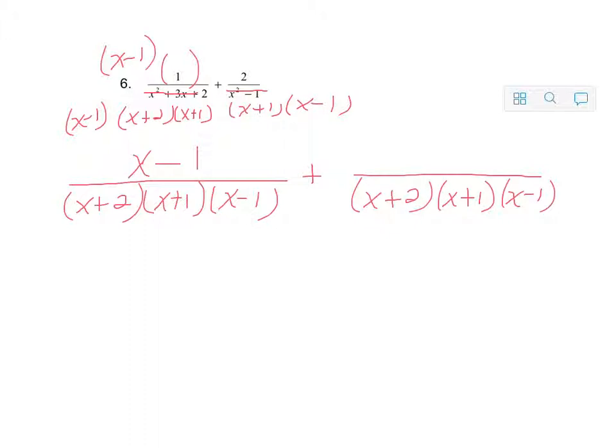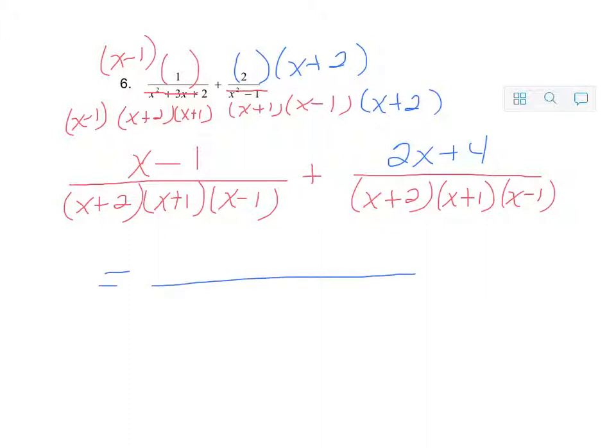What did I give the second guy here? I gave him an x plus 2, where I multiplied him by x plus 2. So I'm going to have to multiply this guy by x plus 2. And I'll end up with 2x plus 4. I'm adding, which makes it nice. So I've got a common denominator. I'm going to bring it down.